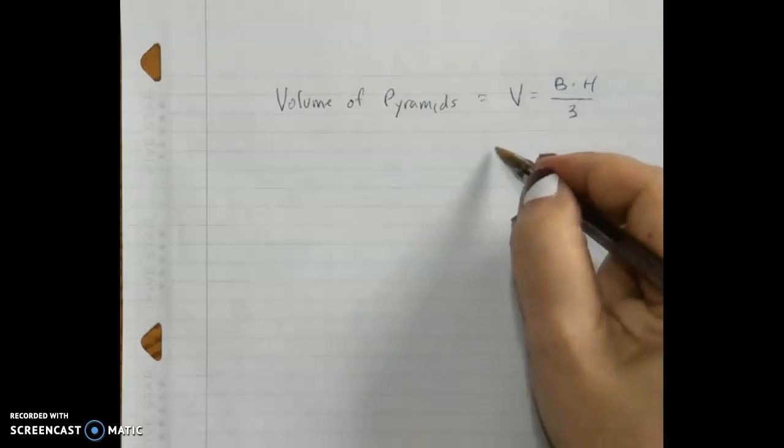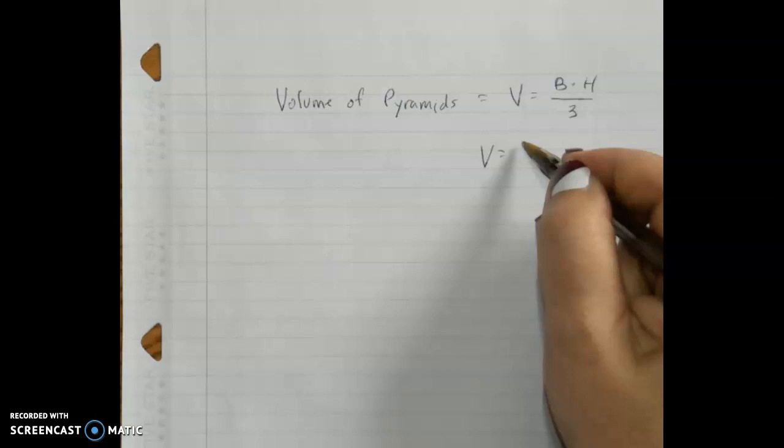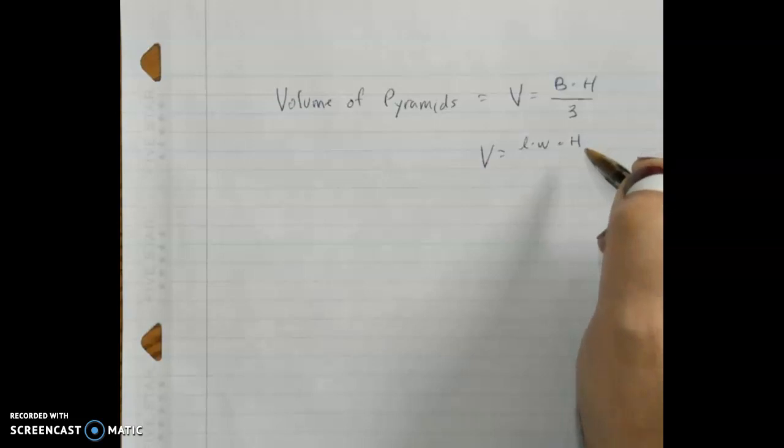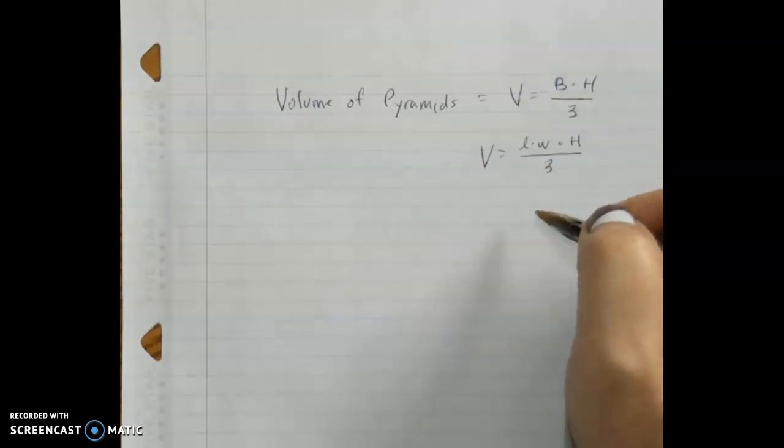Okay, now remember that capital B stands for the area of the base. And today we're going to be focusing in on rectangular and or square pyramids. So we find the area of the base by doing length times width. Then we'll take that times the height and then divide by 3.